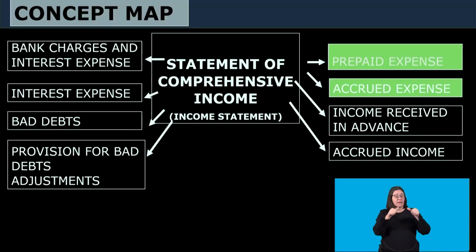The next one is what we call an accrued expense. All right? So far we did prepaid expense. Now the second one is what? Accrued expense.